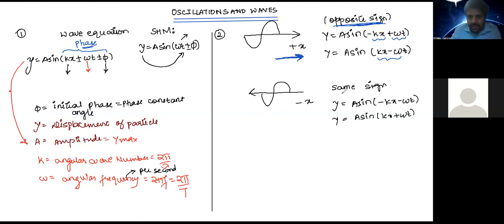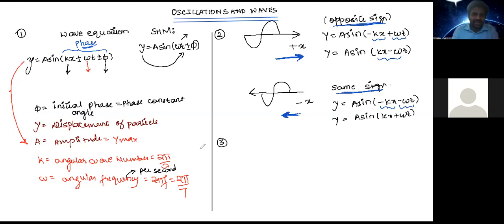Whereas here, class, have a look. If we have two terms, both having the same sign, then this wave is traveling in the negative x direction, right?